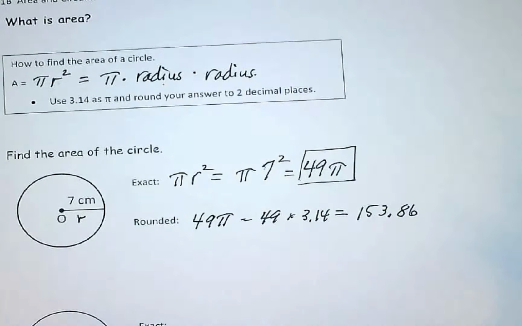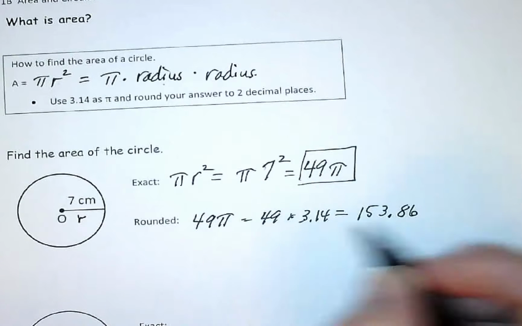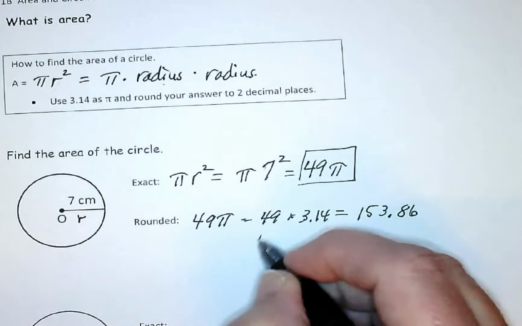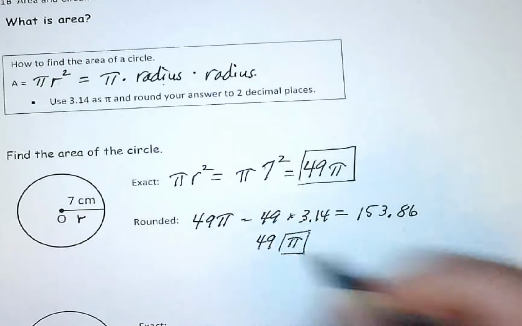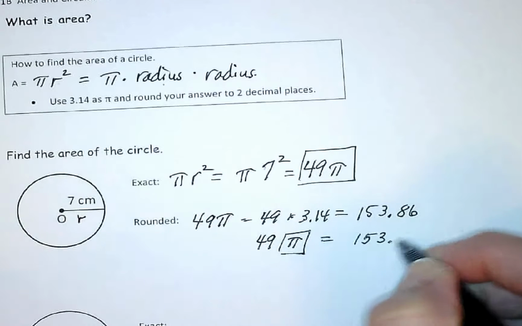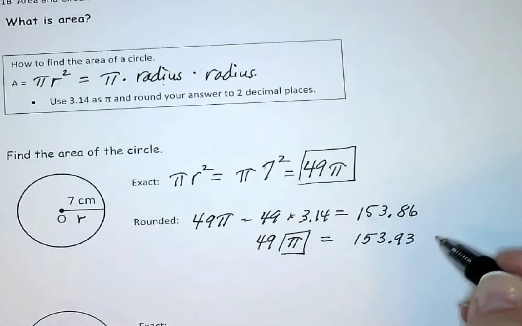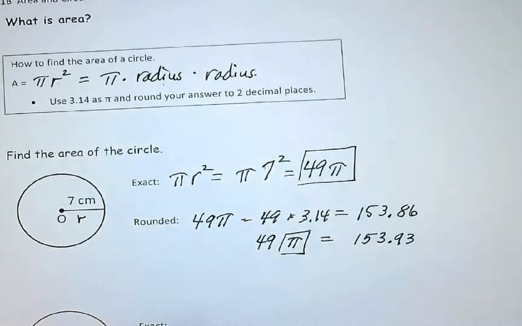153.86. Now I want to make caution here that if I actually punch this into my calculator, this is my result. However, if I do this and use the pi button on my calculator, it'll give me just a little bit different answer, not a whole lot, but over several different steps it might make a lot of difference.